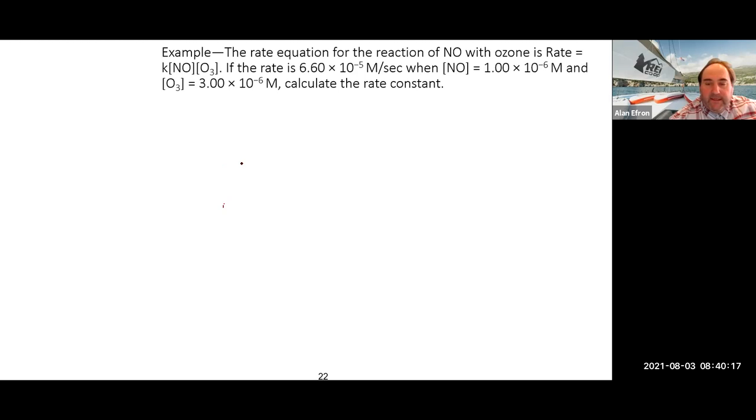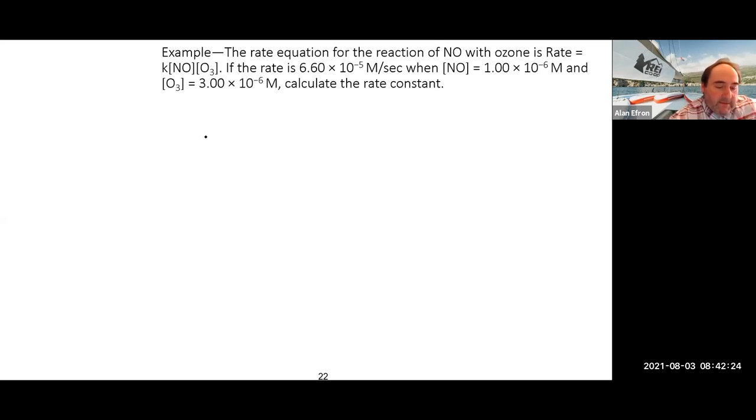All right, so why don't you take a second here and answer this question. The rate law is given there. The rate is 6.6 times 10 to the minus 5 when NO is 1 times 10 to the minus 6 and O3 is 3 times 10 to the minus 6. What is the rate constant? So take a moment or two and calculate it.